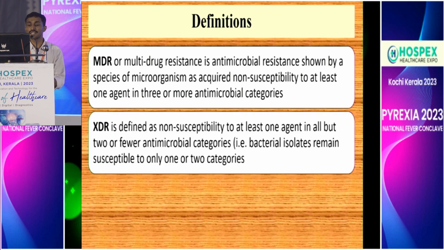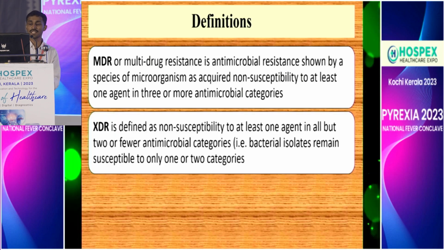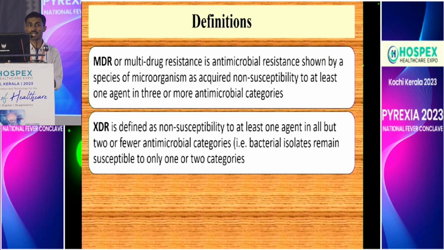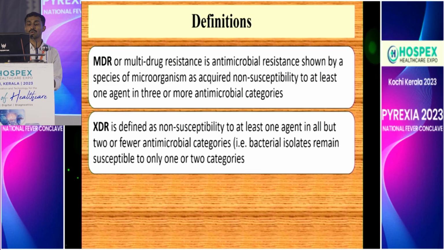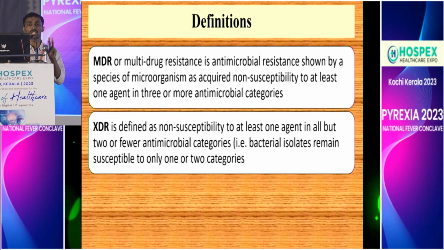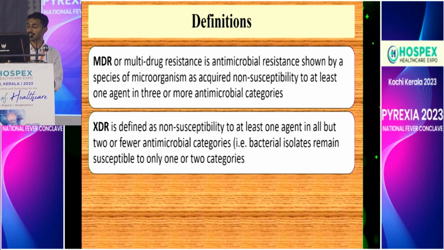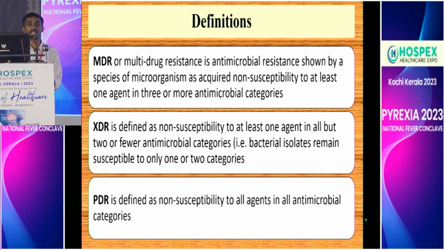Whereas there is XDR, that is extensively or extremely drug resistant organism, it is non-susceptibility to one agent in all but 2. So, that means only 2 classes of antibiotics are susceptible for these organisms. So, that is called as XDR. There is a PDR category also, which is defined as non-susceptibility to all the agents in all the antimicrobial categories. So, this is the basic of MDR, XDR and PDR.